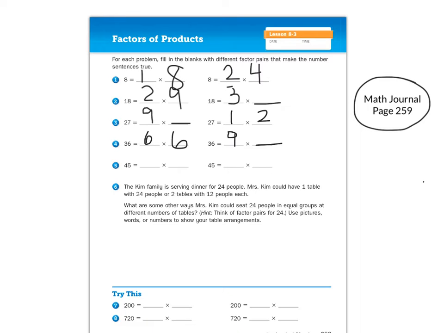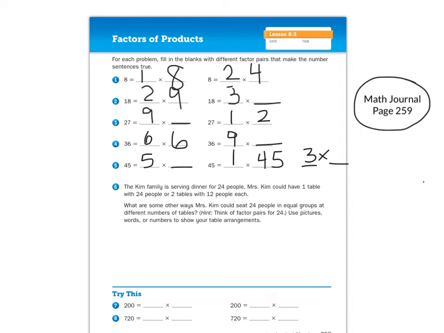All right. And then we have 45. When we're counting by 5s, I often think, oh, it's going to be a 5 times something. So 5 times something equals 45. And then another one that I can think of is 1 times 45. There's also another one that I could think of, and it involves a 3. So you can go ahead and try that one if you want to.